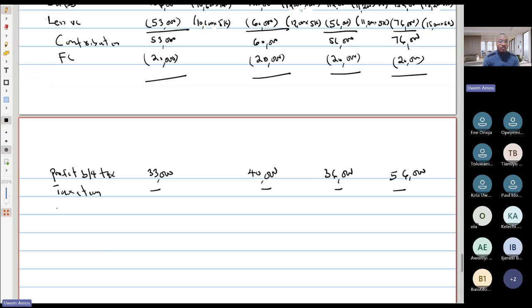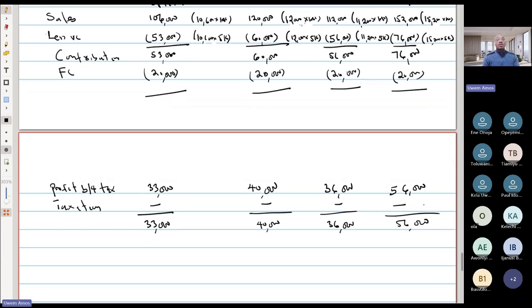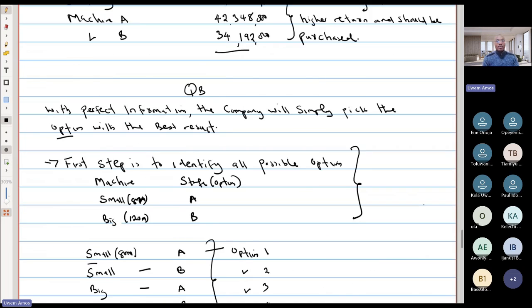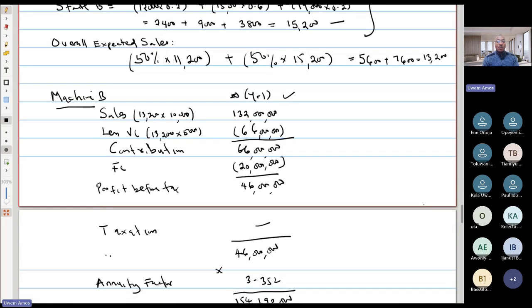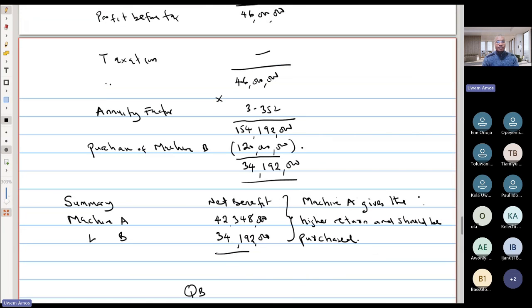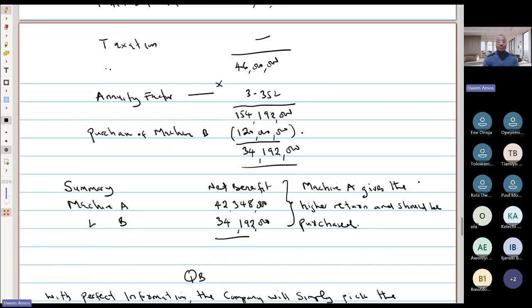Okay, so therefore, we would have 33,000 here. We have 40,000. We have 36,000, and we have 56,000. Okay, let's wrap up quickly. Yeah, so that's for 1 year. To extend it over the 5 years, we bring in our annuity factor, which is this 3.352.